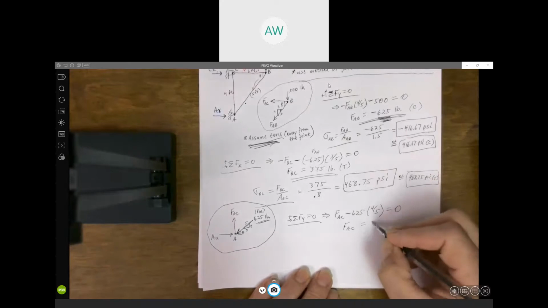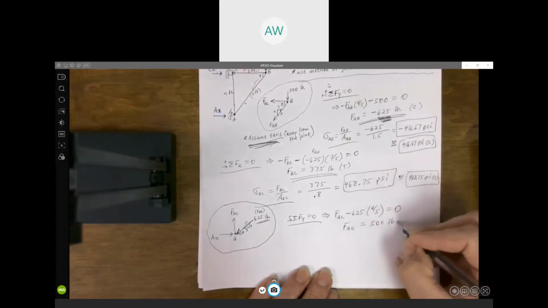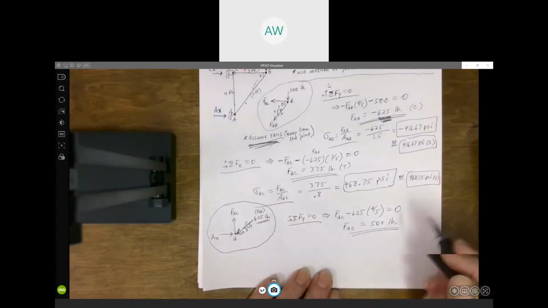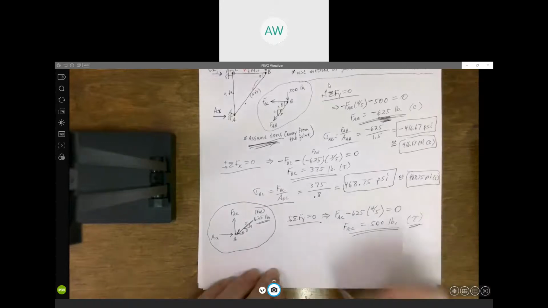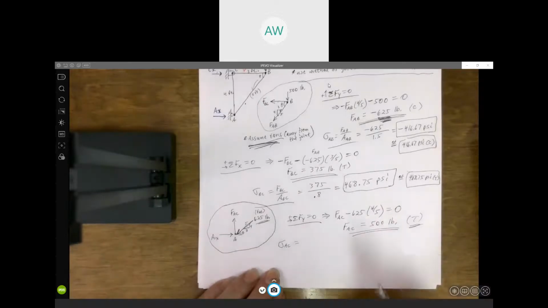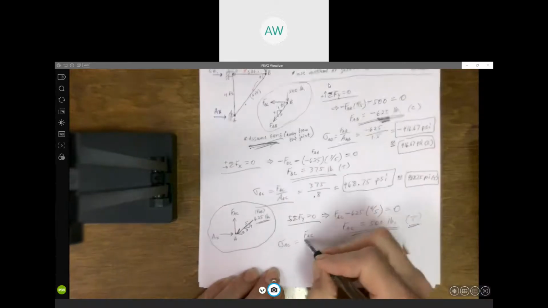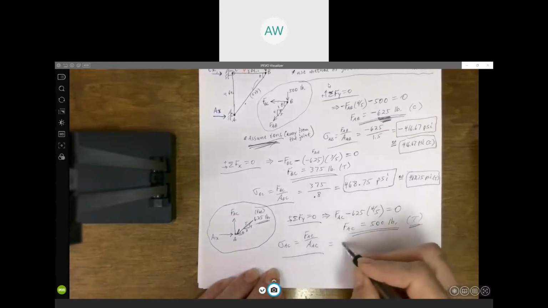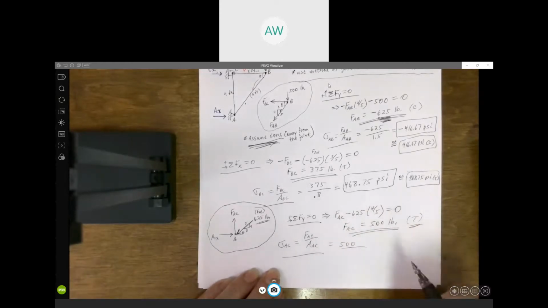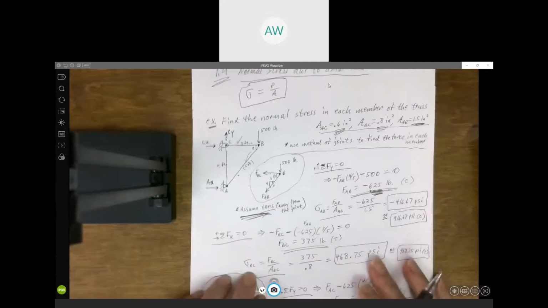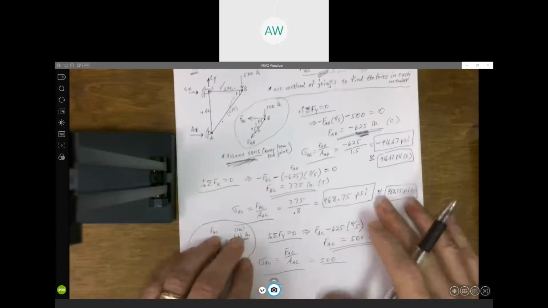And so we can get force AC. I got 500 pounds. Again, I assumed tension, so it's positive. I know this is in tension. And now finally, last step to get the stress in member AC: just take that force, divide by the cross-sectional area. We got 500 pounds, and my area is 0.6 up there. Yeah, 0.6 inches squared.